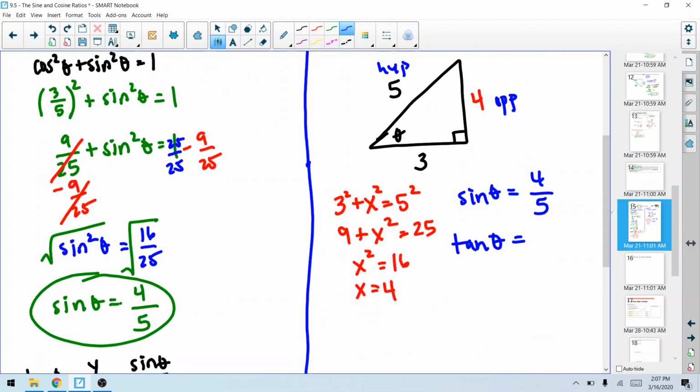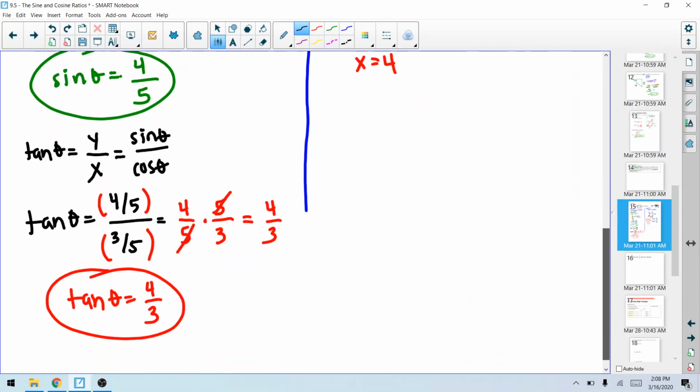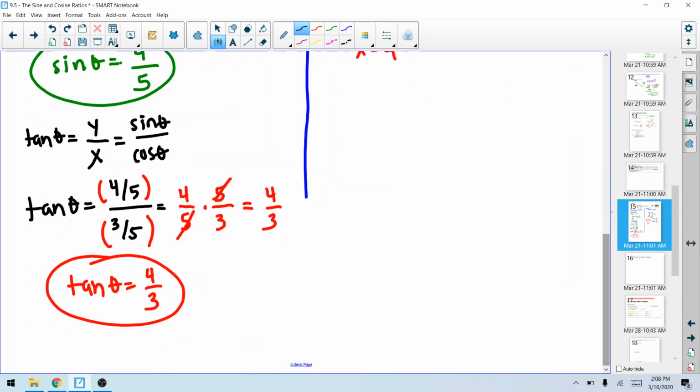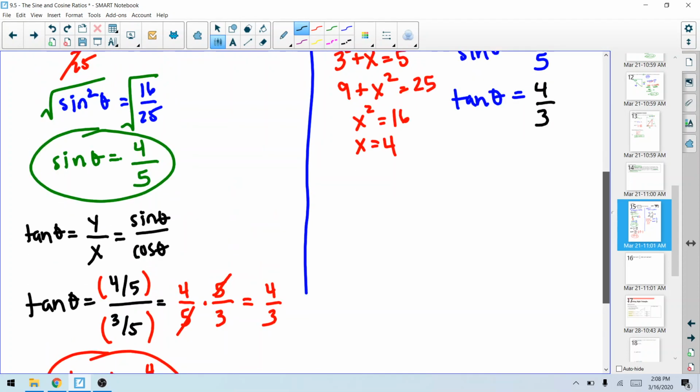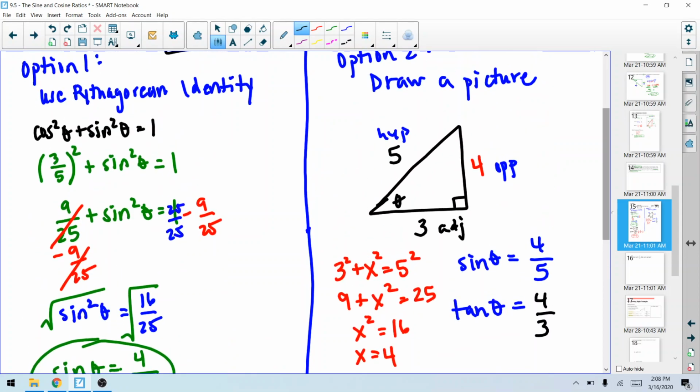Same thing. Tangent of theta, TOA, O-A. So, we already know that the opposite is 4. Adjacent is 3. 4/3. And then come the whole way back down here. Compare that to the red, 4/3. And that's how you would do it if you're going to draw a picture.